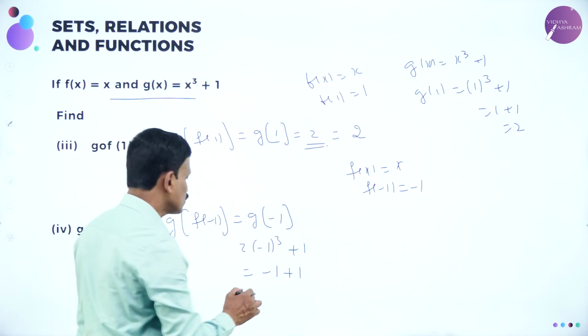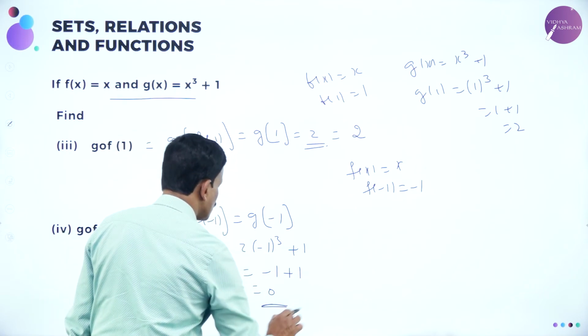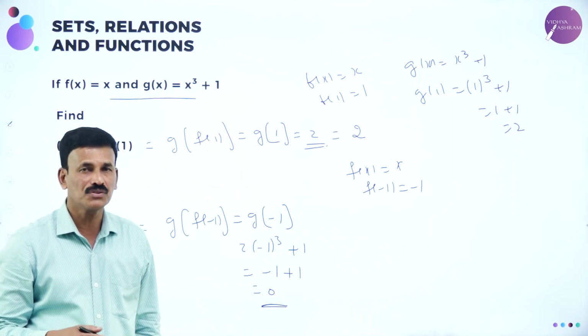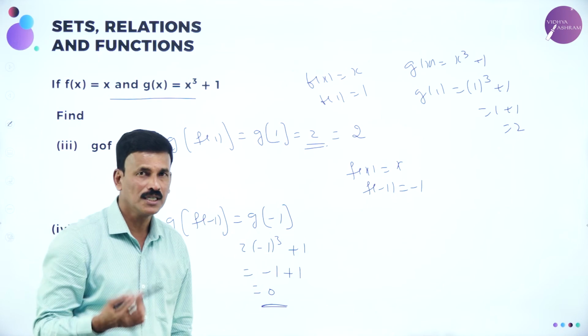Plus into minus is minus. Minus 1 plus 1 is equal to 0. So the answer is 0. That's it. This is how we are going to find g naught f of x and f naught g of x for a particular value. Hope you followed.